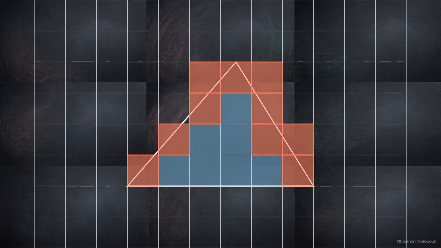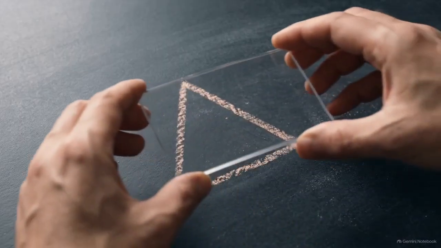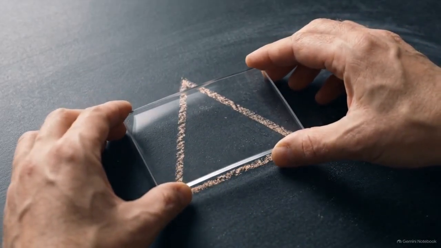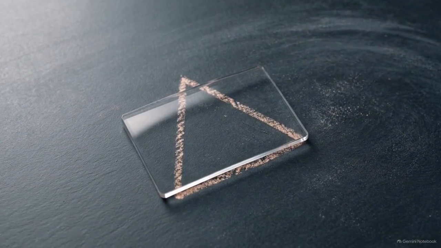Area answers a single question. What is the total count of 1 by 1 unit squares required to cover a flat region, with 0 gaps and 0 overlaps? Counting these squares works for rectangles, because their right angles align with the grid. But drop a triangle onto that same grid, and its diagonal edges slice through the squares, creating irregular, incalculable fractions that are impossible to count by hand. Solving a triangle's area requires us to move past manual counting and adopt a new perceptual tool, the rectangle lens.